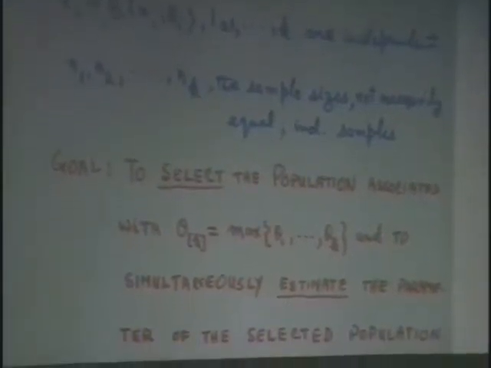What is the goal? The goal is to select the population which is the best, or the unknown population which is associated with the largest theta, and to simultaneously estimate the parameter of the population that you have selected. So these are 2 decision problems really. Most of the work earlier has treated these separately.